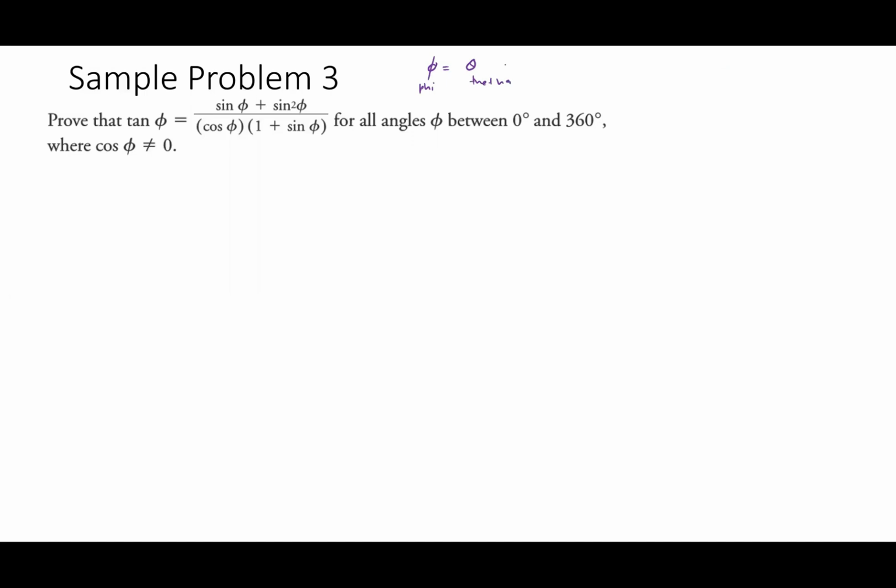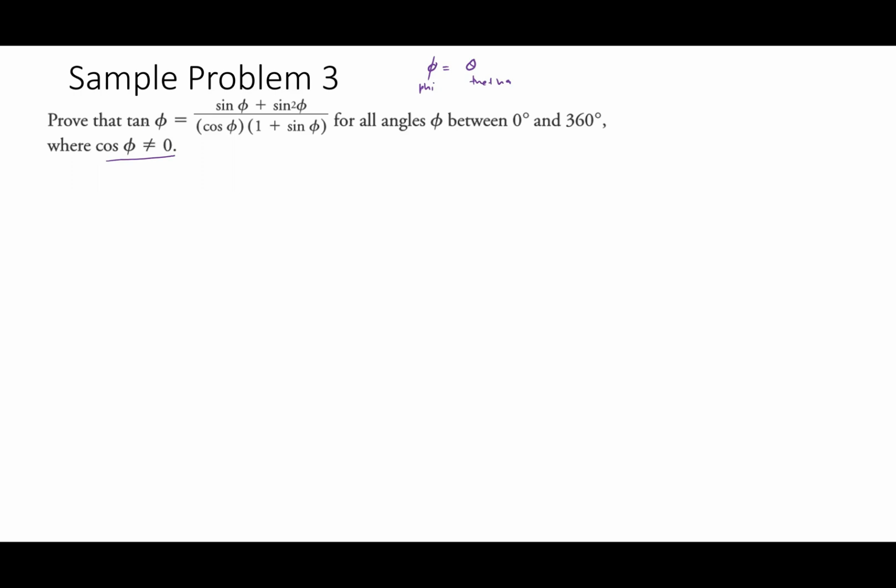It's just easier to draw, and I think you guys are used to it. It's just the letter, guys, so don't get too confused regarding that. You want to prove that tan theta is equal to this, for all angles between 0 degrees and 360 degrees, where cosine theta cannot equal 0.